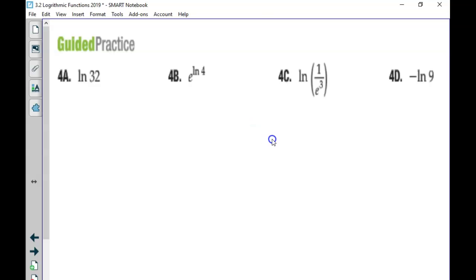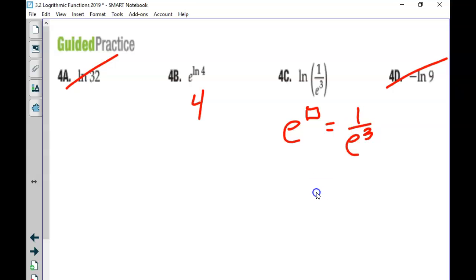Which one is a calculator question? Actually, I think we can do that one without a calculator. This is a calculator question, and this is a calculator question. This one should be what? Just 4. And this is saying e to what power equals 1 over e. So what's that? Just -3. Yeah, you got it.